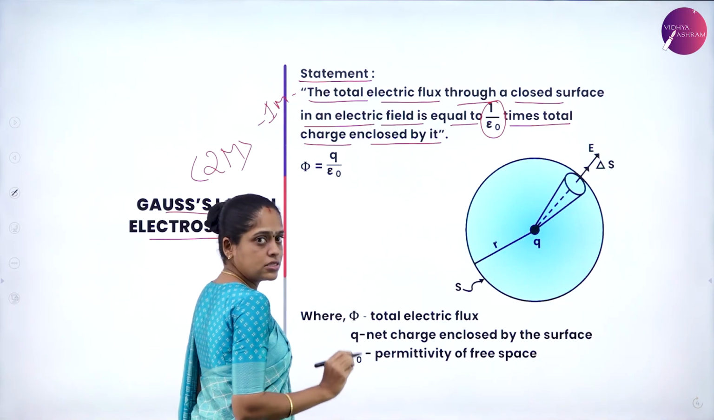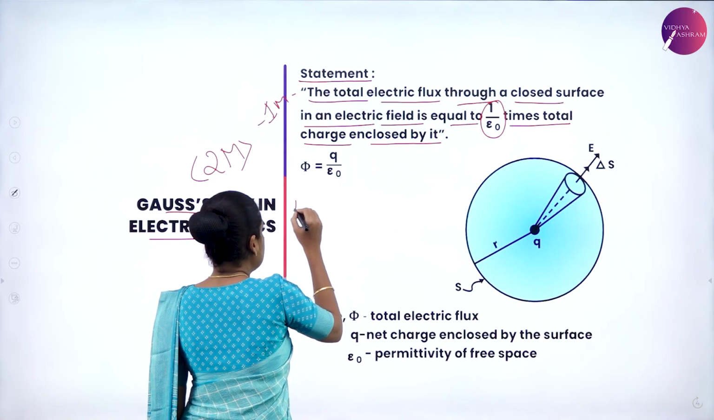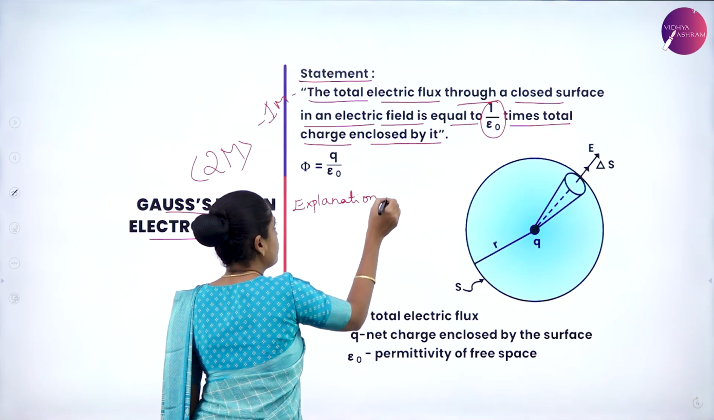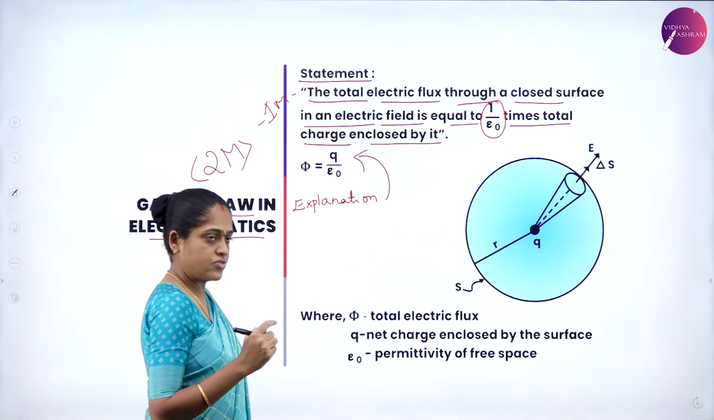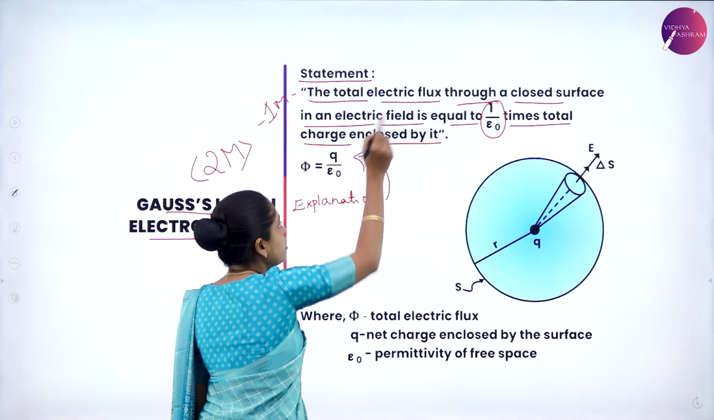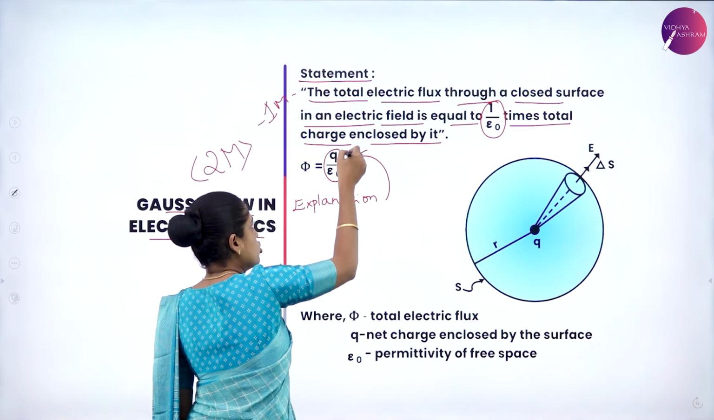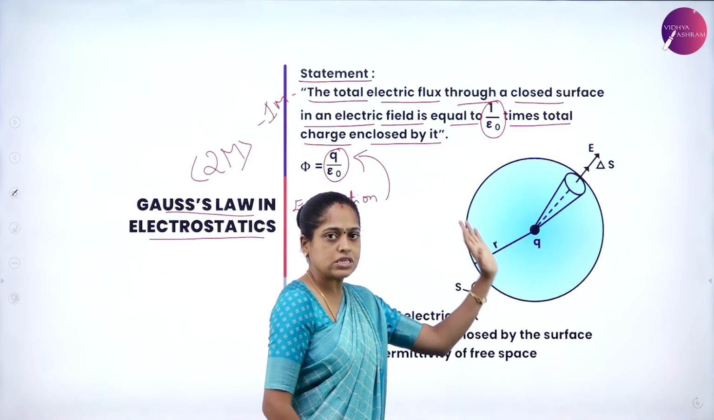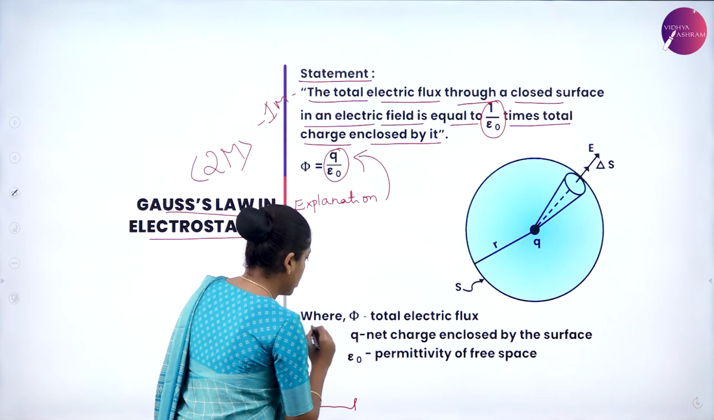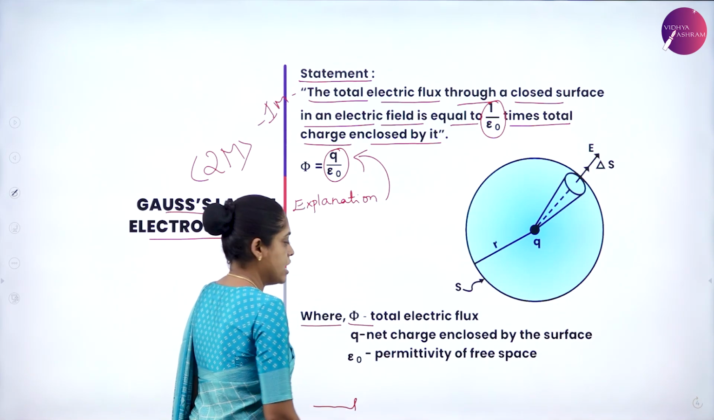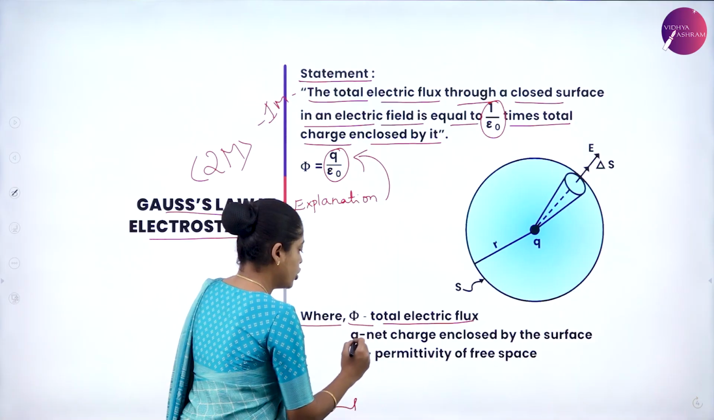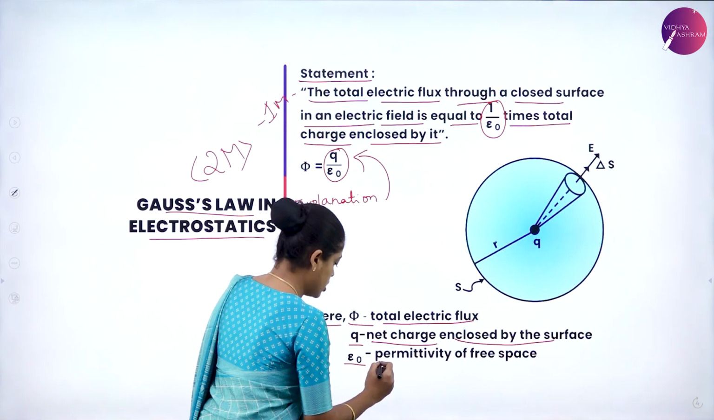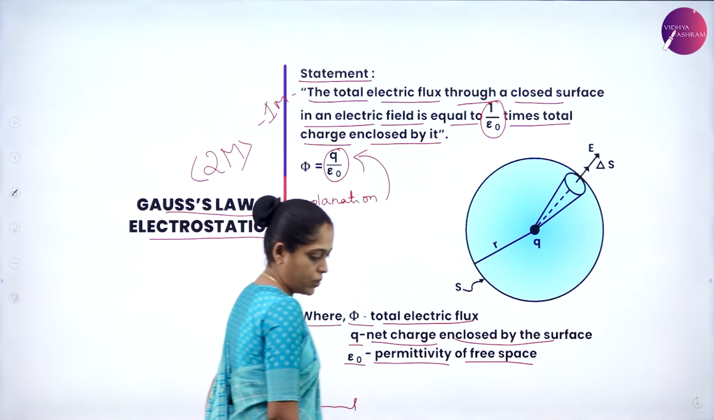To explain this Gauss law, in the explanation, you are going to write the expression. The symbol of flux is phi. Phi is equal to, according to the statement, 1 by epsilon naught times the total charge enclosed by the closed surface, as in this picture. Then you have to explain the symbol, where phi is total electric flux, Q is the net charge enclosed by the surface, and epsilon naught is the permittivity of free space.